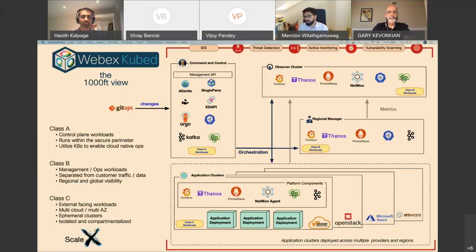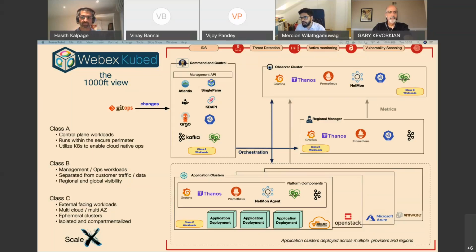And the nature in which we bring these clusters up allows us to scale across those different providers easily. The other thing is the Class B clusters, which I haven't talked about yet. The Class B clusters are things like the Observer cluster and the Regional Manager. They are clusters that are deployed out there in different regions, but they don't touch customer traffic or data. They're there for orchestration purposes.